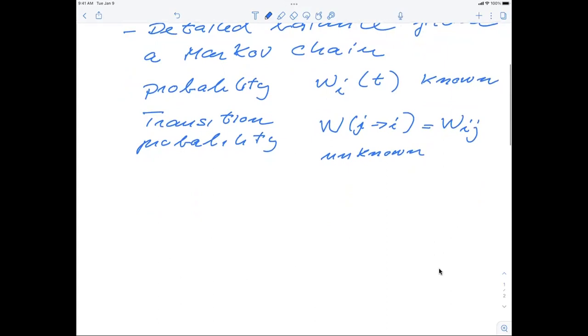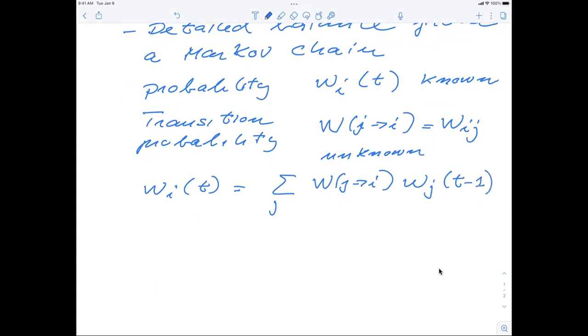So the whole theory of a Markov chain is based on us defining the likelihood of being in a new state i as a sum over all the previous states, where we do this transition from j to i, and this is multiplied with the probability of being in a state j at a time t minus 1. So it depends only on the previous time step. So this is the basic definition of a Markov chain.